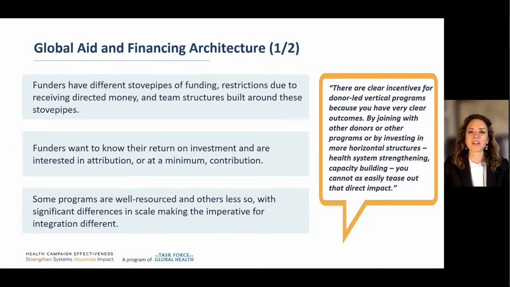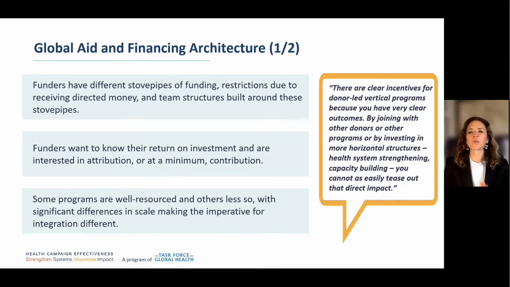The quote on the right illustrates this point. "There are clear incentives for donor-led programs because you have very clear outcomes. By joining with other donors or other vertical programs, or by investing in more horizontal structures, you cannot as easily tease out that direct impact."